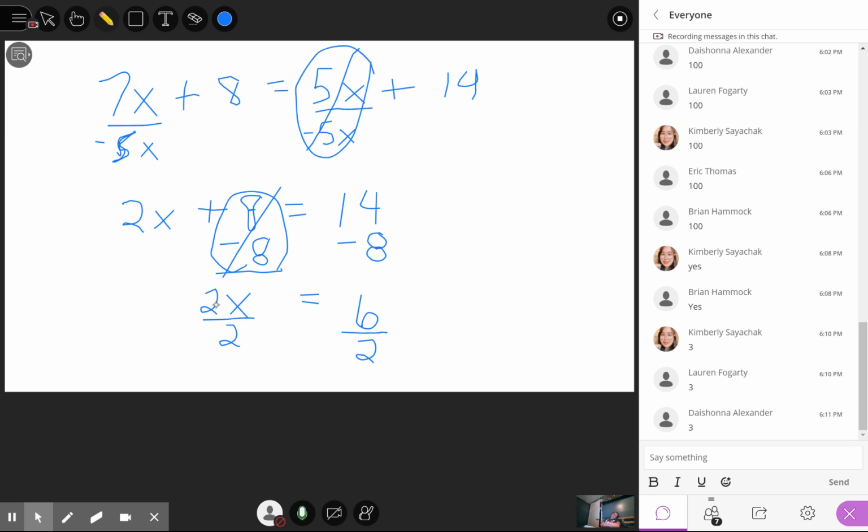And so we're left with 2x divided by 2. Well, 2 divided by 2 is just 1, cancels to 1. And 1 times x is just x. So we're left with x on the left, and 6 divided by 2 is 3 on the right. And this is our solution.